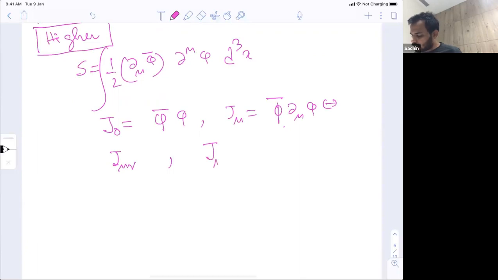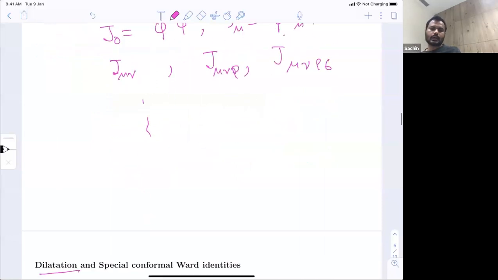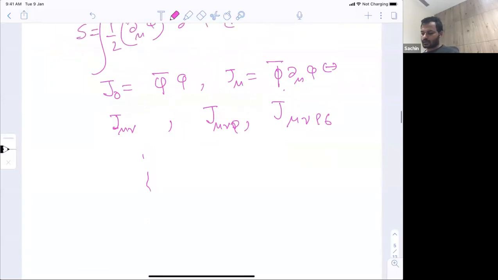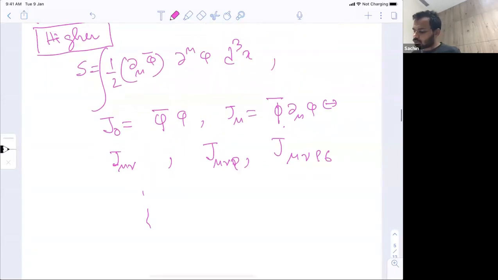Then you can construct spin three currents. You can construct spin four currents. You know, you can construct an infinite number of currents which are all conserved. Okay, for free theory. You can do it for free fermionic theory as well.